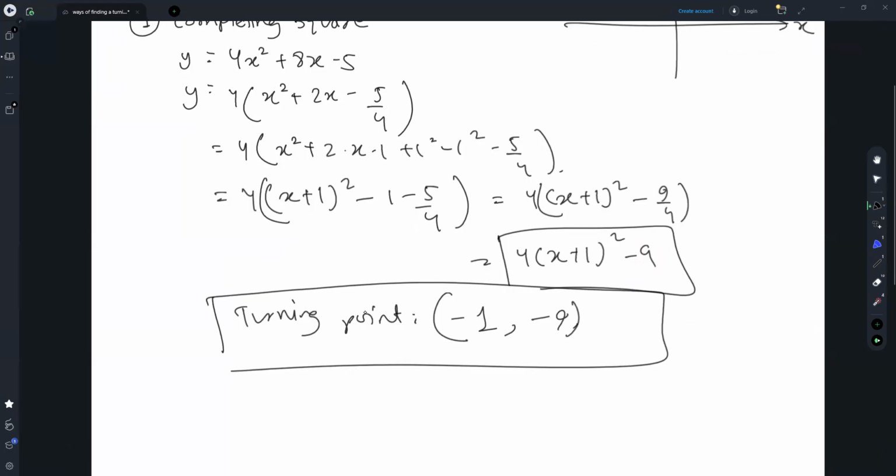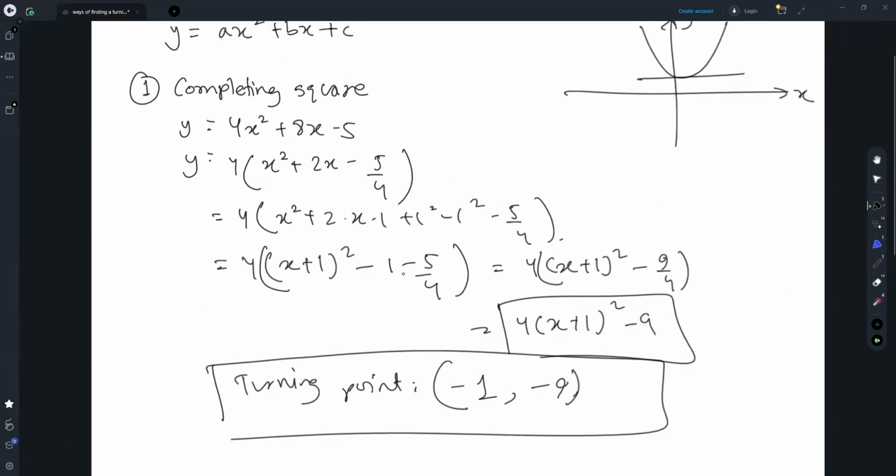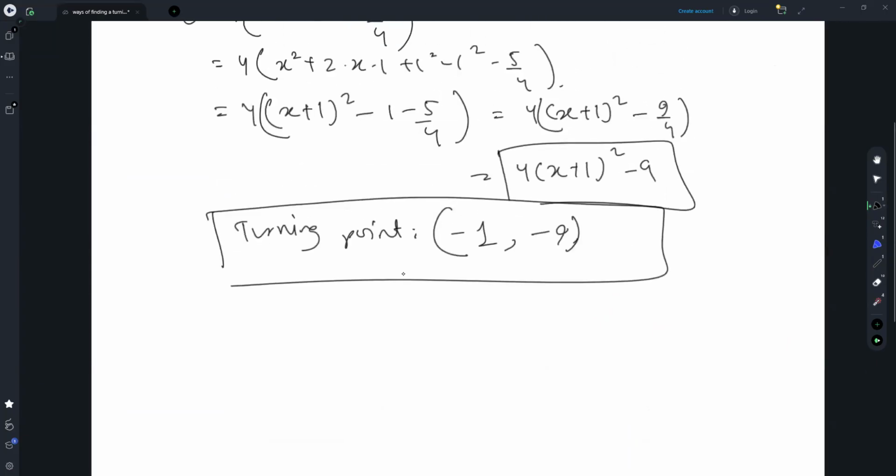So by completing the square, you can get into this form, and then from here you set this thing equal to 0, you get x equals minus 1, and then you can find the y value, which is directly this one here. And obviously, you should be able to distinguish if it's a maximum or a minimum by just looking at the coefficient before the perfect square. If it is positive, it's a minimum. So that's the way we can do this one. Method number 2, calculus.